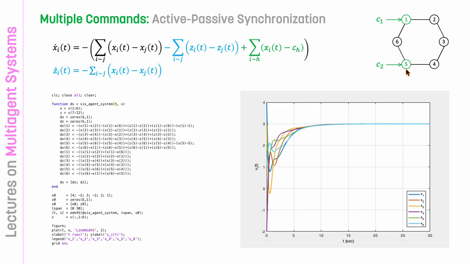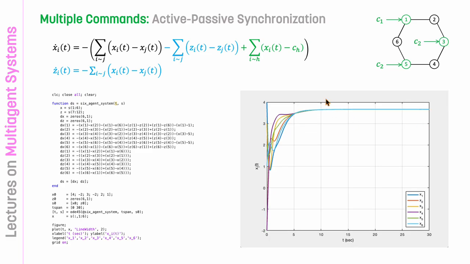Divided by 2 because C1 affects one entity and another command affects another entity. So two agents are affected by two commands. So 2 is coming from that, and C1 plus C2, there are just two commands. As you see, 1 plus 5 divided by 2 is 3. Agents converge to 3.